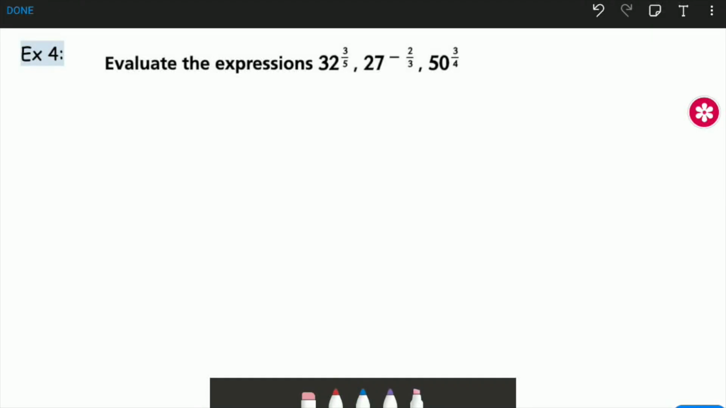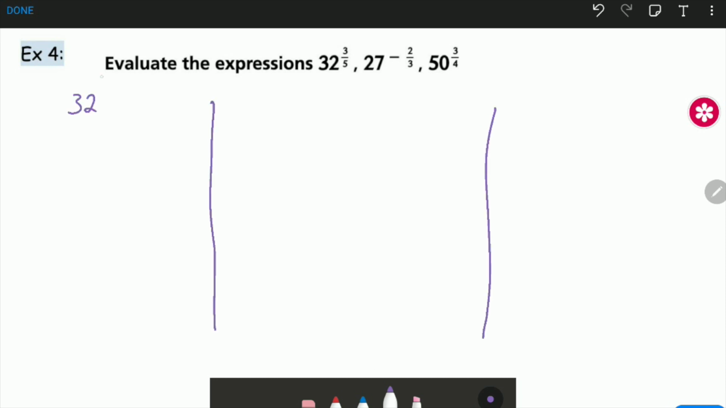Okay, in this example, we're going to be evaluating 3 expressions. So I'm going to give myself a little bit of space for each of the expressions. We have 32 to the 3/2 power, 27 to the negative 2/3 power, and 50 to the 3/4 power.